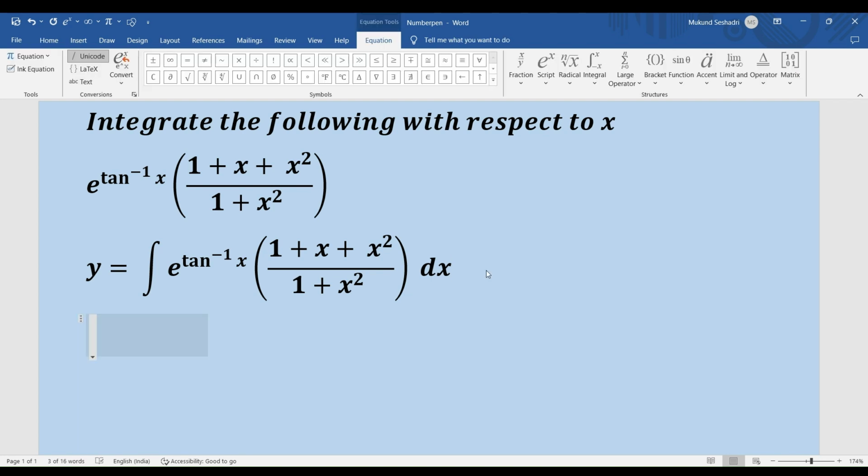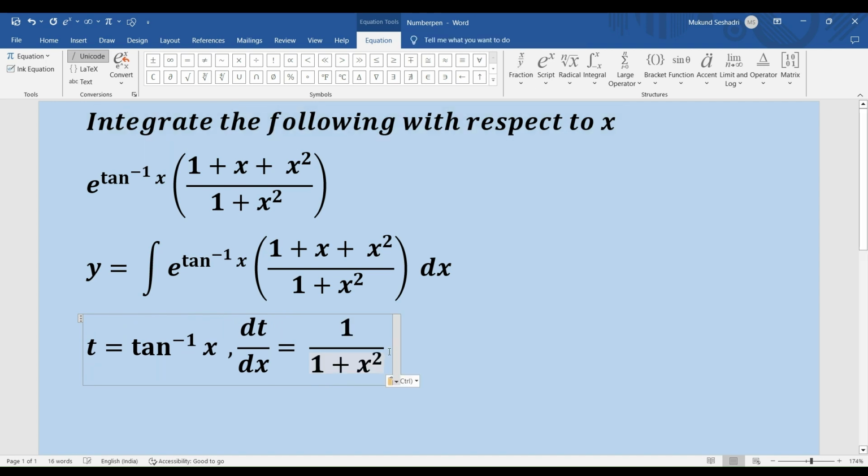I put a simple t equals tan inverse of x, right? And one of the other reasons I'm doing this is because I also have a dx by 1 plus x square, and I know that d by dx of tan inverse of x is equal to 1 by 1 plus x square, right? So I know that if I make a substitution t equals tan inverse of x, there is a high possibility that I'll be able to simplify this expression, right? So I differentiate on either side. I get dt by dx equals 1 by 1 plus x square, which means my dt equals dx by 1 plus x square.